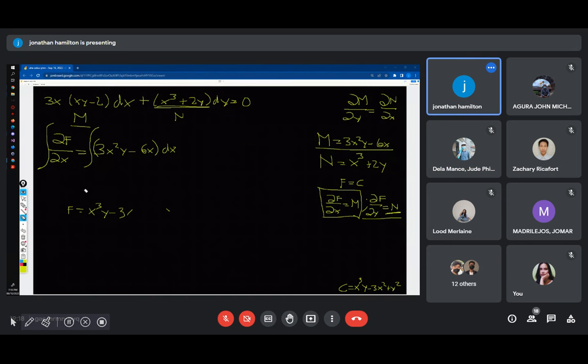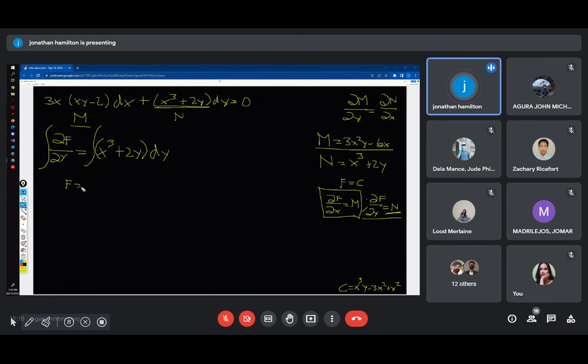So we have, ato na yung buhaton is, we have the partial derivative of f with respect to y, which is equal to n. So atong n is x cubed plus 2y. So we have x cubed plus 2y. So ato remember, this is dy, and then we will integrate with respect to dy.